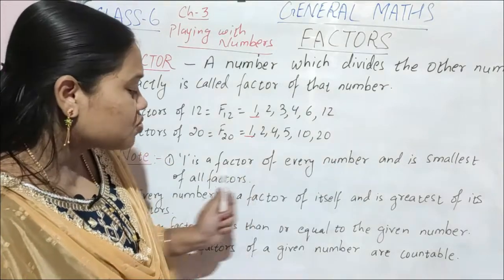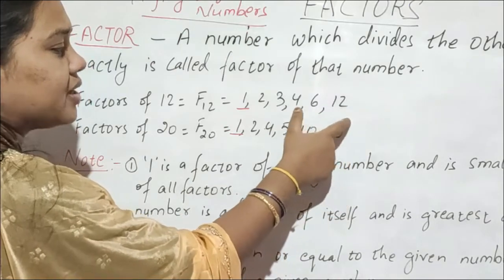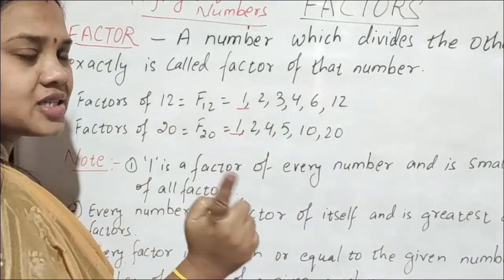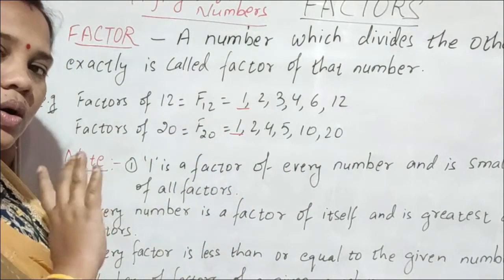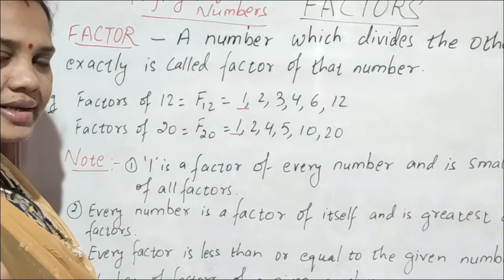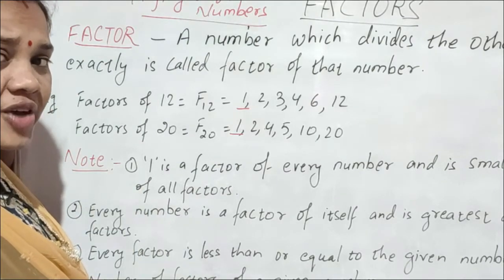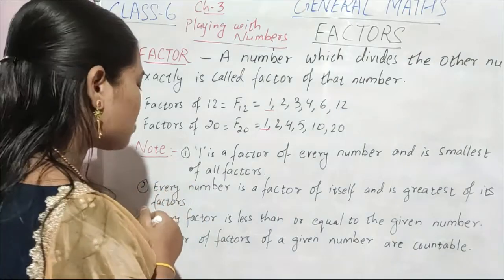Second is the smallest of all factors. You see in all these factors, which is the smallest one? 1. In all these factors, which is the smallest one? 1. So 1 divides all the numbers exactly. So 1 is a factor of all the numbers, and which type of factor? Smallest factor. Clear?